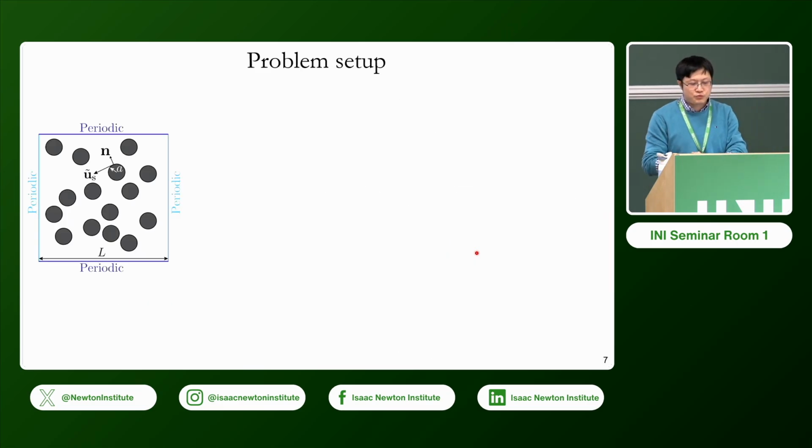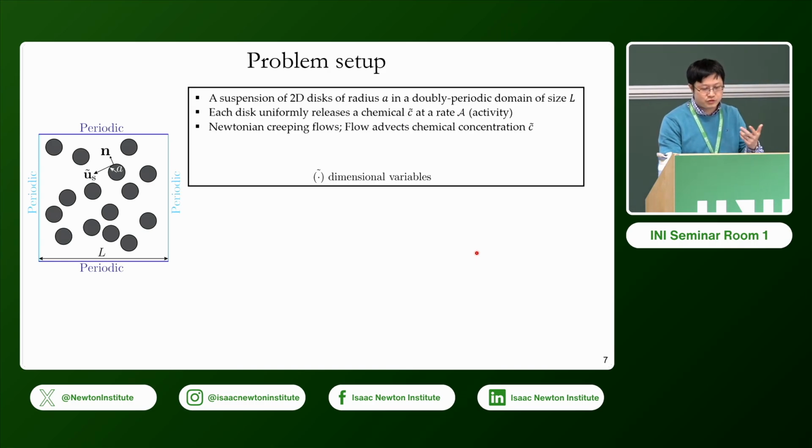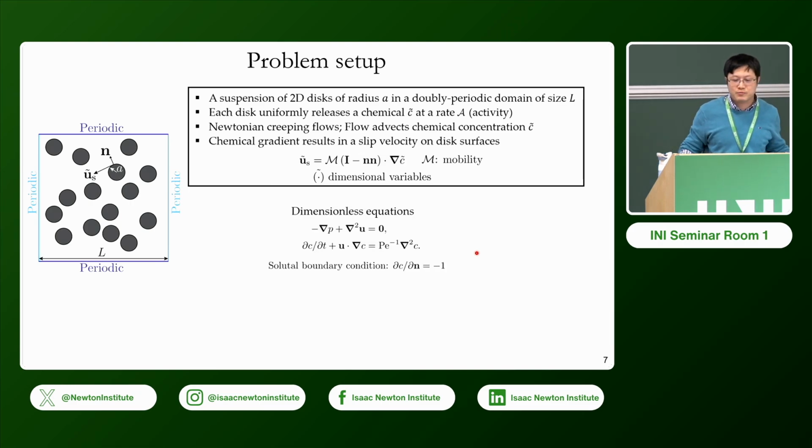We try to do this with numerical simulation, but from the wet active matter point of view. We think of a two-dimensional periodic box with many of these two-dimensional disks, and here I use tilde to indicate the dimensional parameters. In the end, we end up with dimensionless equations: one is a Stokes equation and the other is a classical advection-diffusion equation. The only nonlinearity, here I should have put the Péclet number, is the velocity advection of the concentration.